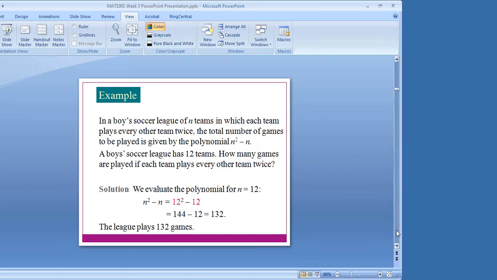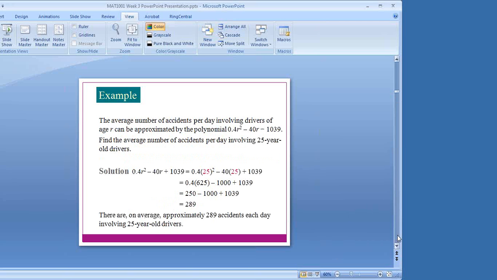Okay, and you can even have a word problem. So here we have a soccer league with n teams, and each team plays every other team twice. And the total number of games played is given by the polynomial n squared minus n. So they were kind enough to give us that. And if the boys soccer league has 12 teams, how many games are played if each team plays every other team twice? Well, all we have to do is replace 12 for n inside that polynomial, and then it's just the order of operations, and we get 132. So it looked like a scary word problem, but it wasn't. And this one isn't either.